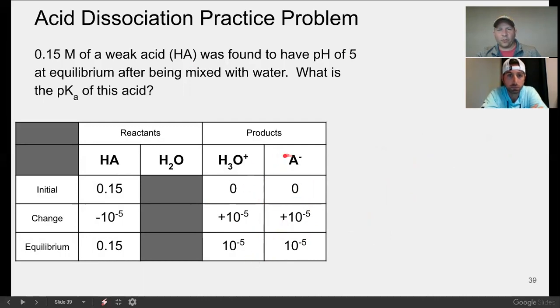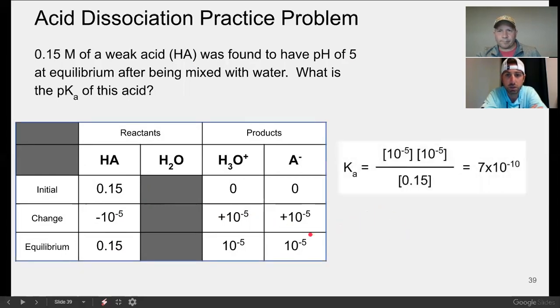And since these are 1s and this is a 1, we had to subtract the same amount that we added here. And guess what? 0.15 minus 0.00005 is probably not going to change 0.15. Pretty close to 0.15. So you can go ahead and fill those in before you even get the problem started. But now that we know the concentrations, we can put in our Ka formula.